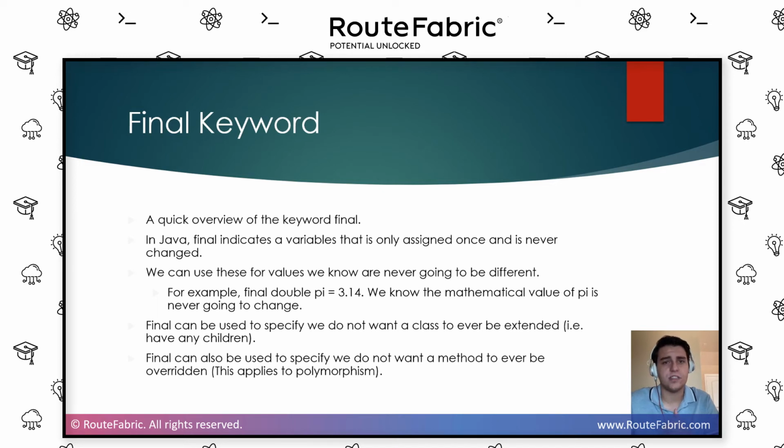Final can also be used to specify we do not want a method to ever be overridden. This applies to polymorphism. So if we have a method and we want to say, hey, never allow a method of the same name from an extended class to override this, then we can use the final keyword here. We'll get more into this when we talk about polymorphism.